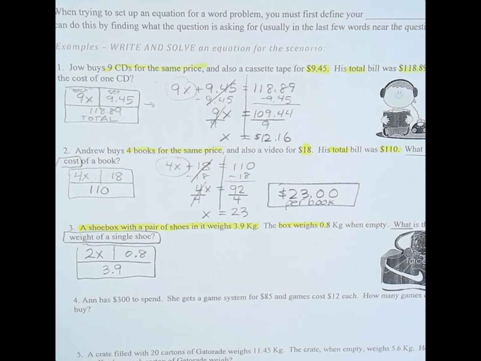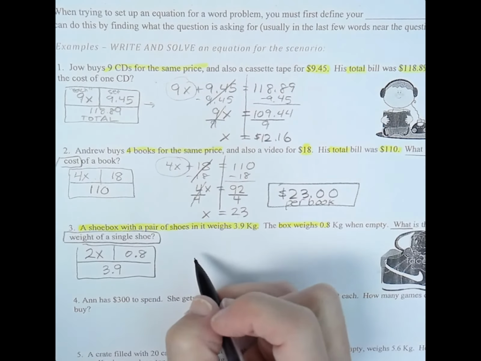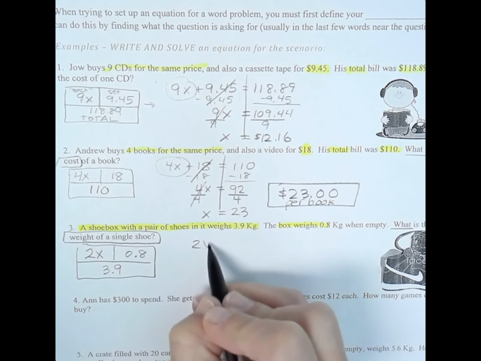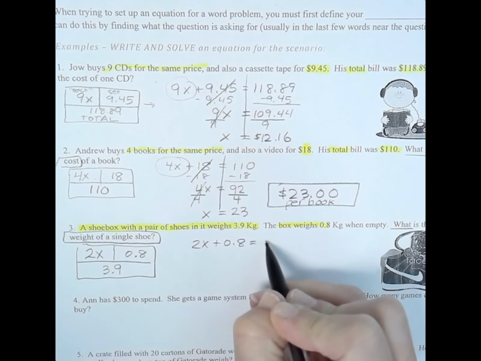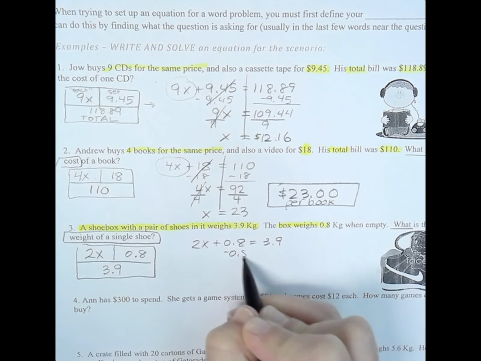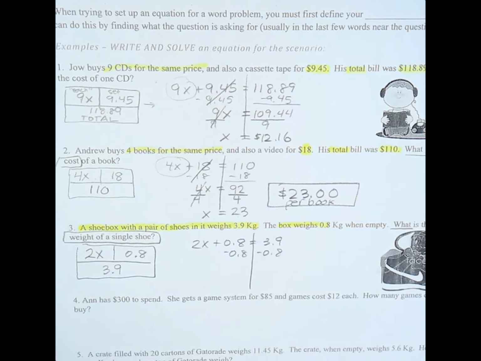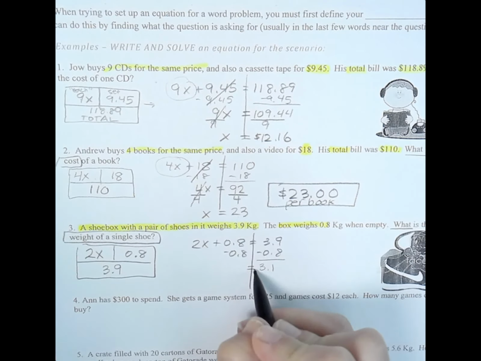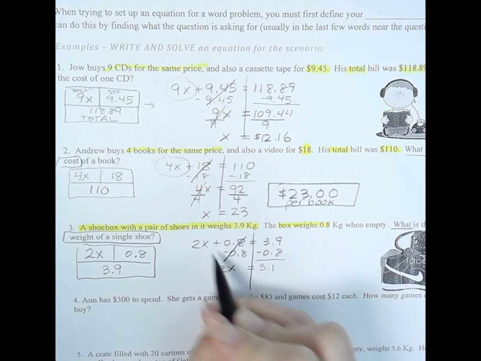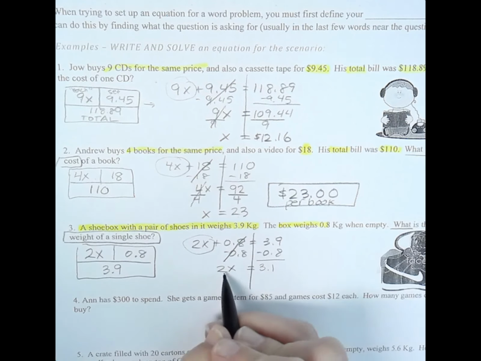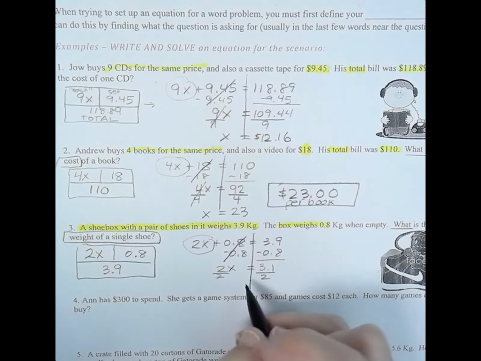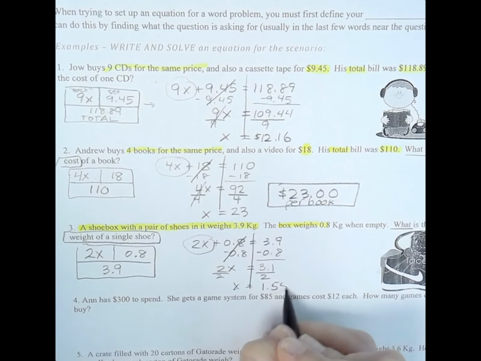So that one's a little tough because you don't see the words each and total or per, but you have to kind of work with the wording to figure that out. So let's do 2x plus 0.8 equals 3.9. Subtract 0.8 from both sides. I get 3.1 on this side equals, this cancels. On this side I still have 2x, and then to solve for x I need to divide by 2. So I get x equals 1.55.